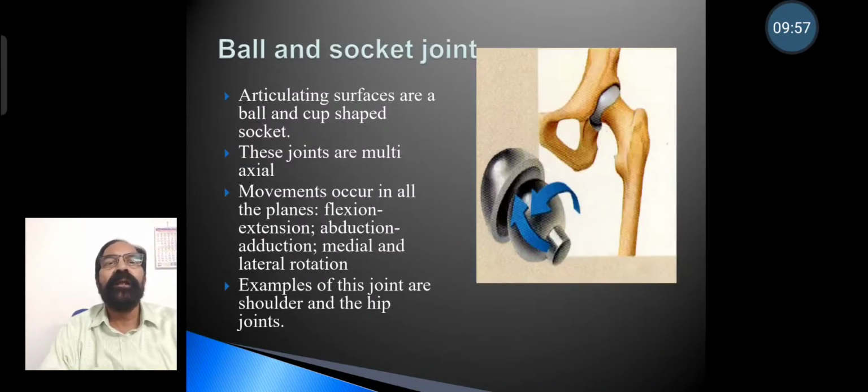Then we come to ball and socket joint. Articulating surfaces are a ball and a cup-shaped socket. These joints are multiaxial. Movements occur in all planes, that is flexion and extension, abduction and adduction, medial and lateral rotation. Examples of this joint are the shoulder and the hip joints.